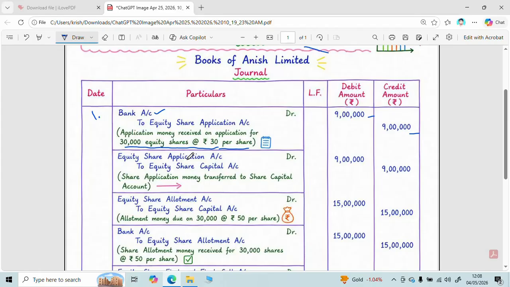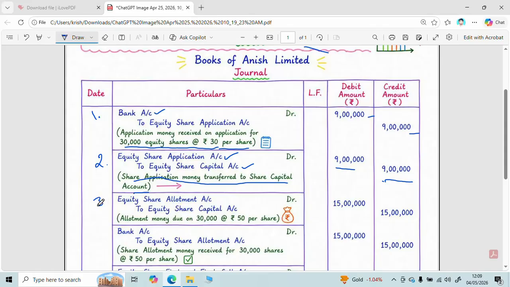The second entry is for transferring this application money to share capital account. For this, you pass the journal entry as equity share application account debtor to equity share capital account. The same amount, 9 lakh rupees, is transferred to share capital account. The narration is share application money transferred to share capital account.